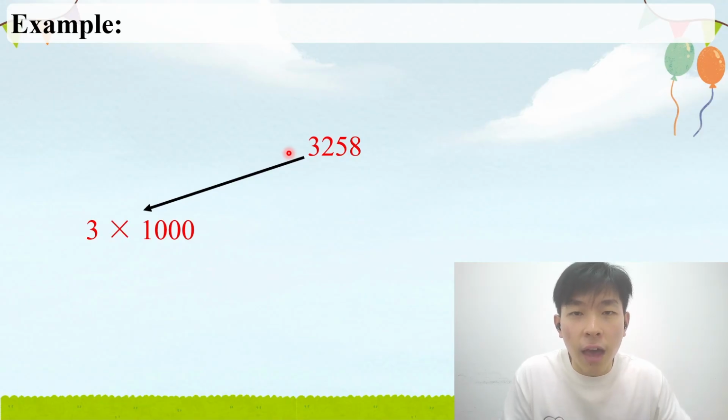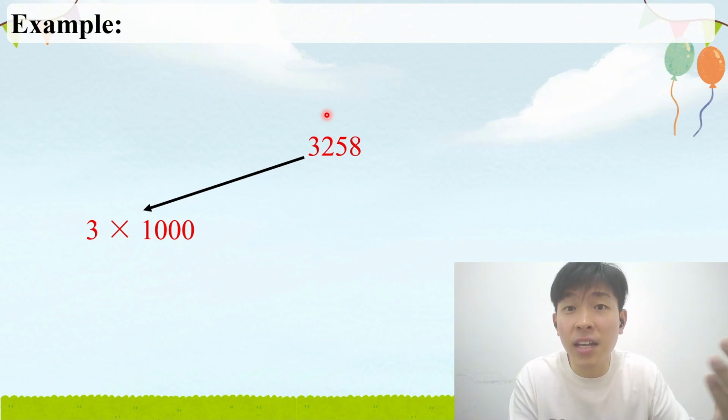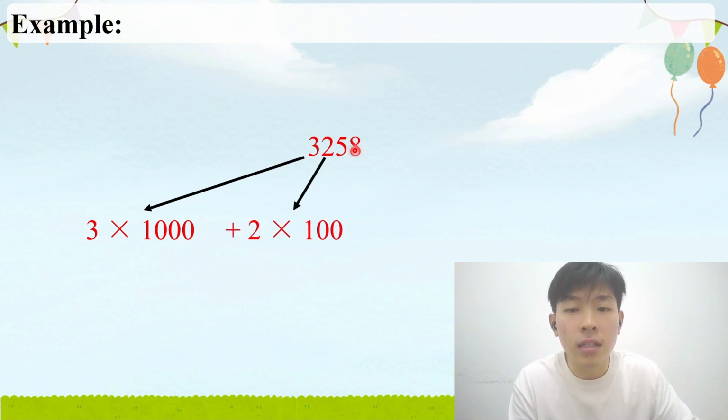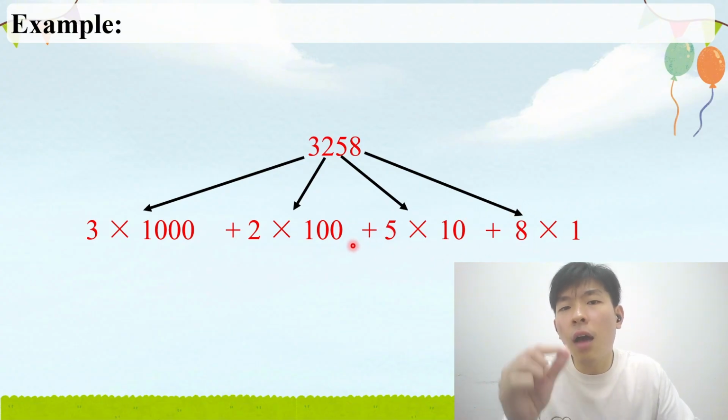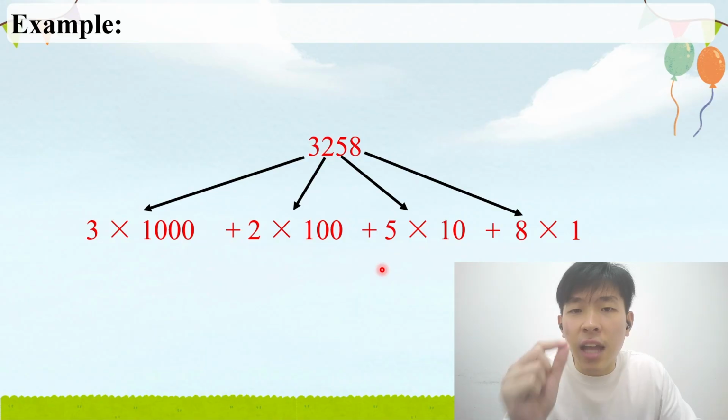Then, here we have 2. What is the digit value of 2? Very good, 200. So I can split it into 2 100s. Similarly, 5 I can split it into 5 tens, and 8 is just 8 ones. Okay, so now 3000 plus 200 plus 50 plus 8. So we split it this way. So now I want to see whether this number is divisible by 3. All I need to look at is just 1000, 100, 10, and 1. Is it divisible by 3?